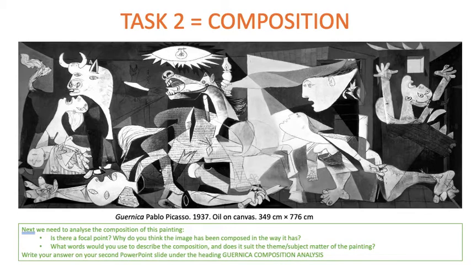Second task is to look at composition. So we need to think about, is there a focal point of this composition? Think about how the image has been put together and maybe why. The second thing is, what words would you use to describe the composition? And does it suit the theme or subject matter of the painting? So the way you describe the painting, does that mirror what the painting is about in some way? Chaotic, for example, overwhelming, busy.